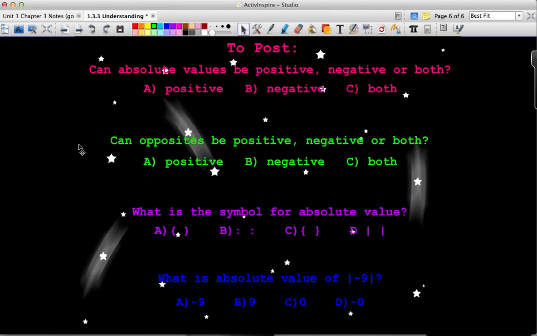All right, so what I would like you to answer on Edmodo, you have 4 questions. Okay, can absolute values be positive, negative, or both? Can opposites be positive, negative, or both? What is the symbol for absolute value? And what is the absolute value of -9?